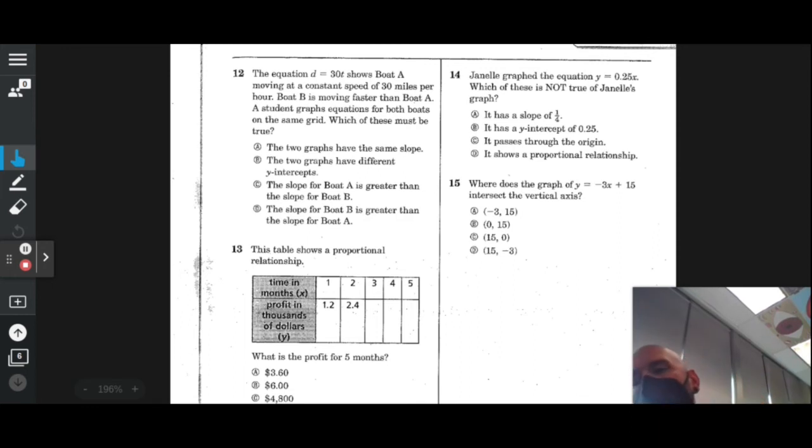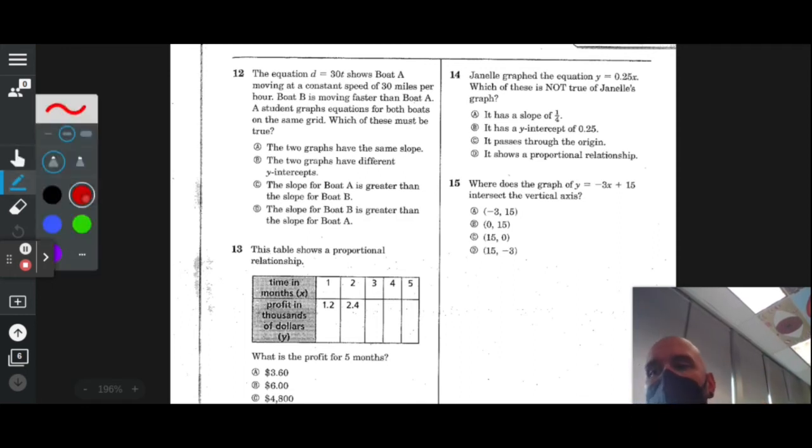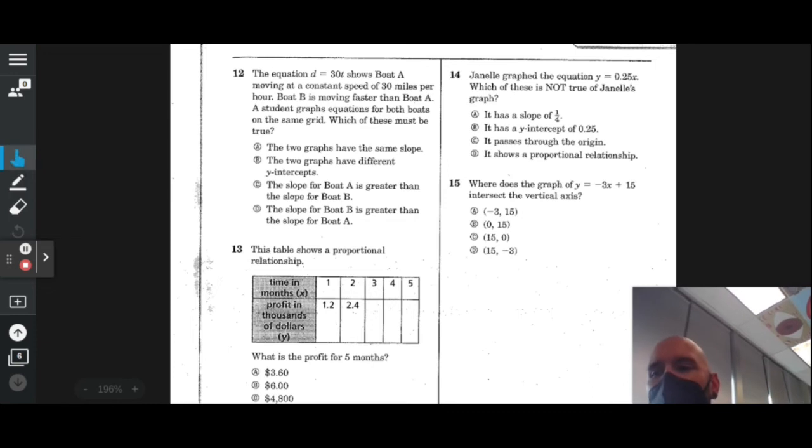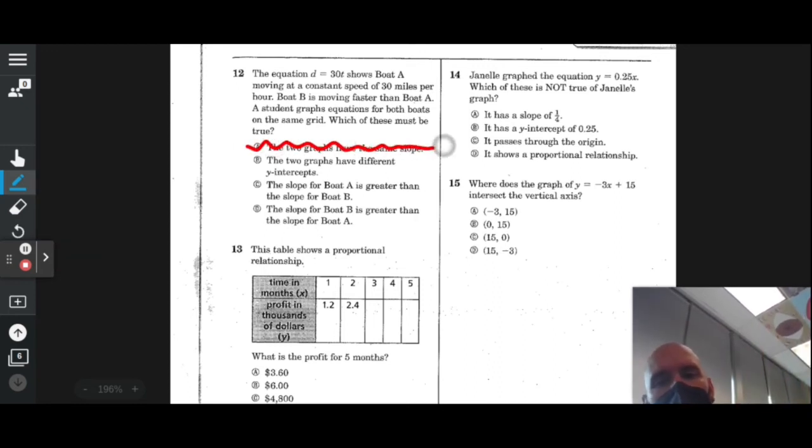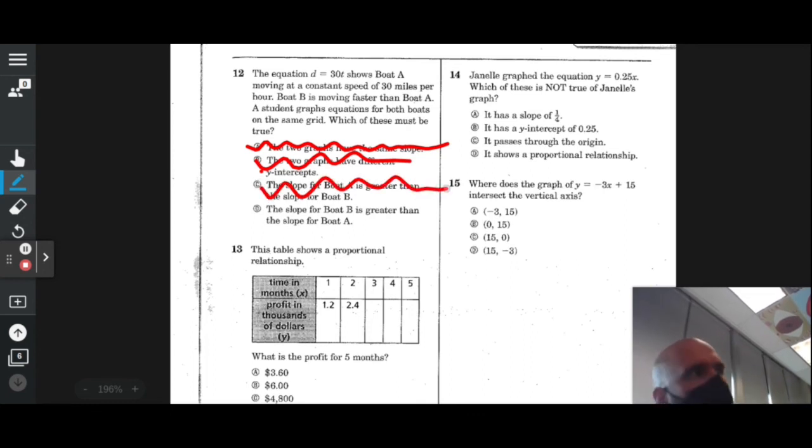So, all right, well, let's just understand things. If we're gonna graph our equations here, boat A is going to look like something, and boat B is going to be steeper. So the graph of boat B is going to be steeper because B is moving faster. So the two graphs have the same slope? Nope. The two graphs have different y-intercepts? Nope, not if they start at the same place. The slope for boat A is greater than B? Nope. The slope for boat B is going to be greater than A? Dunzo.